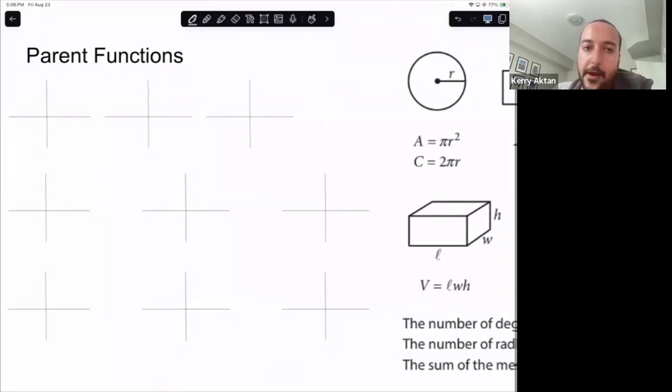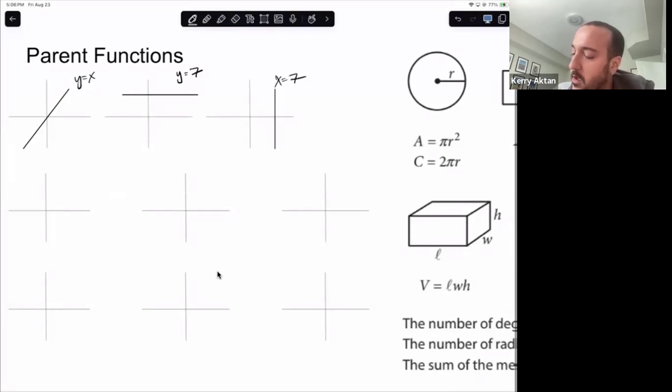But do we know our parent functions? And just to prevent getting lost, check this out. If I have y equals x, what is y equals x? Y equals x is just a line, really. Y equals mx plus b. What about y equals 7? Y equals 7 is a horizontal line, like that. What's x equals 7? A vertical line.